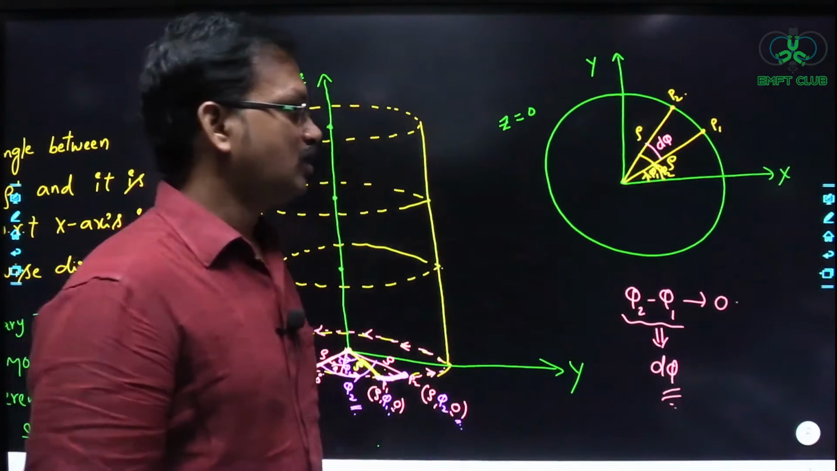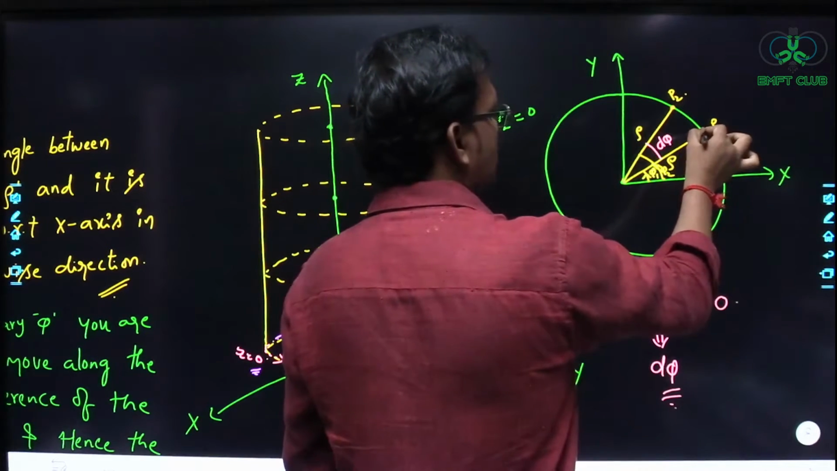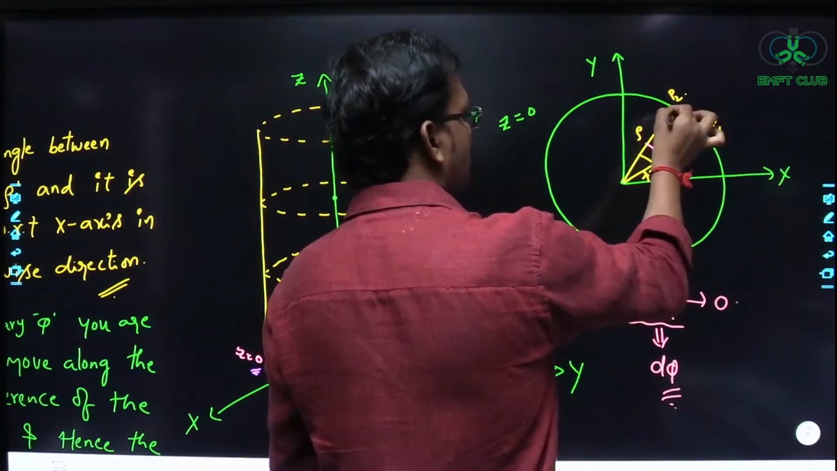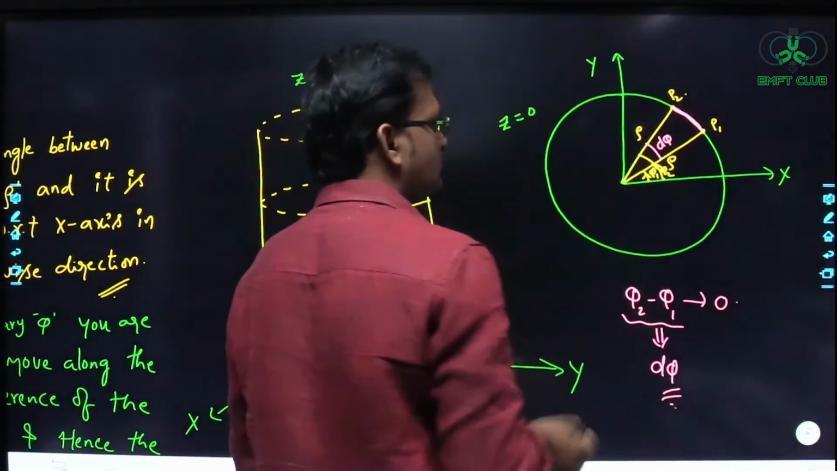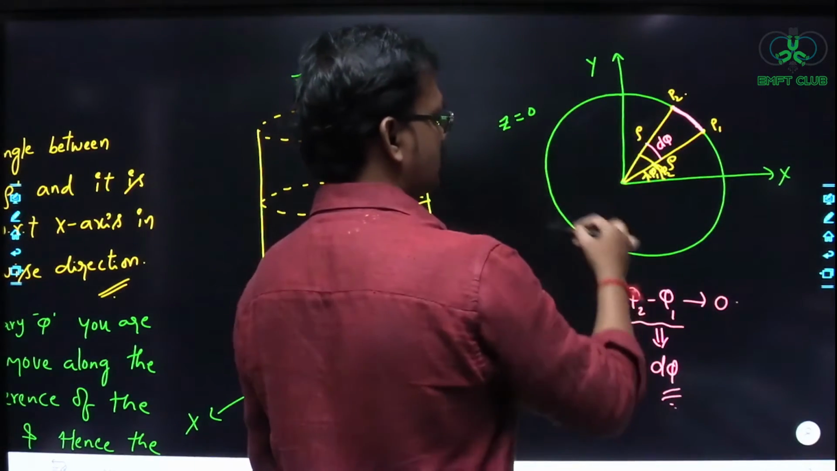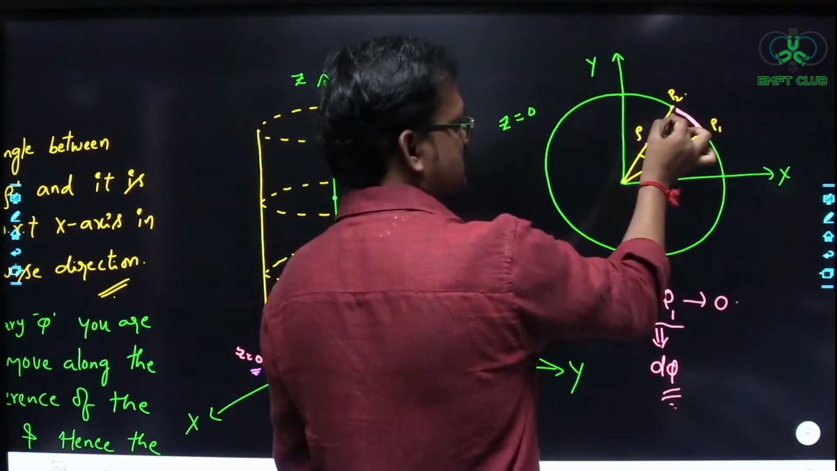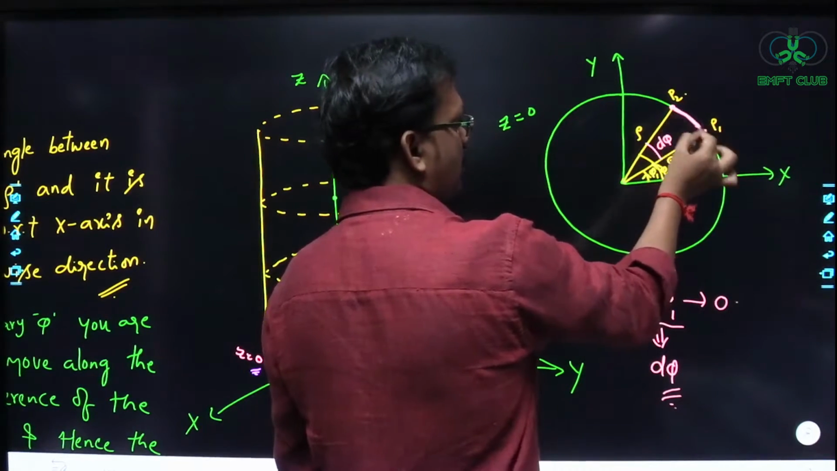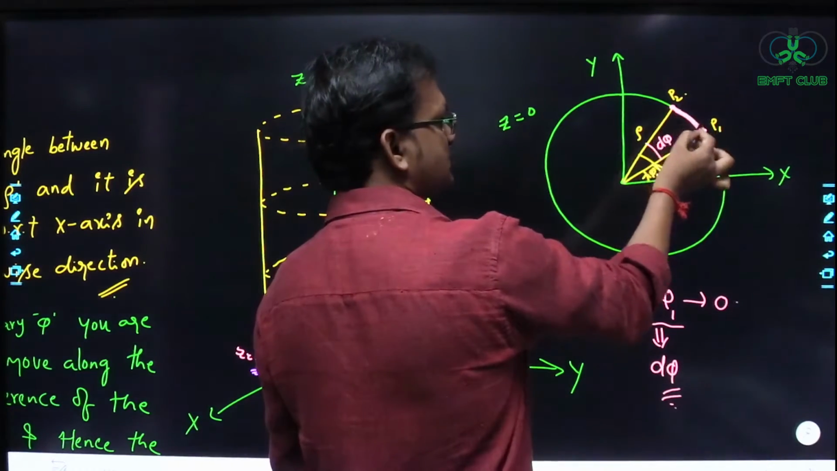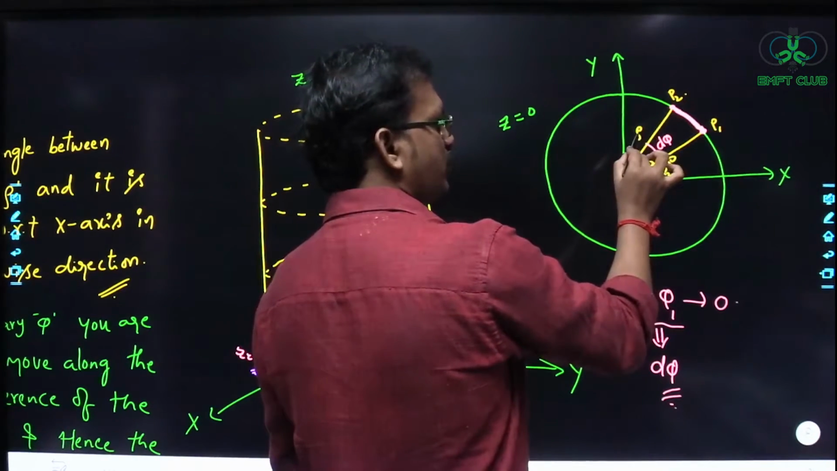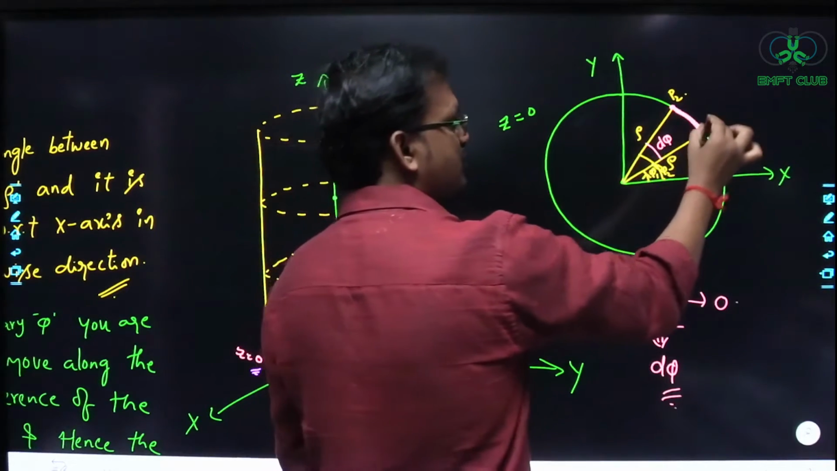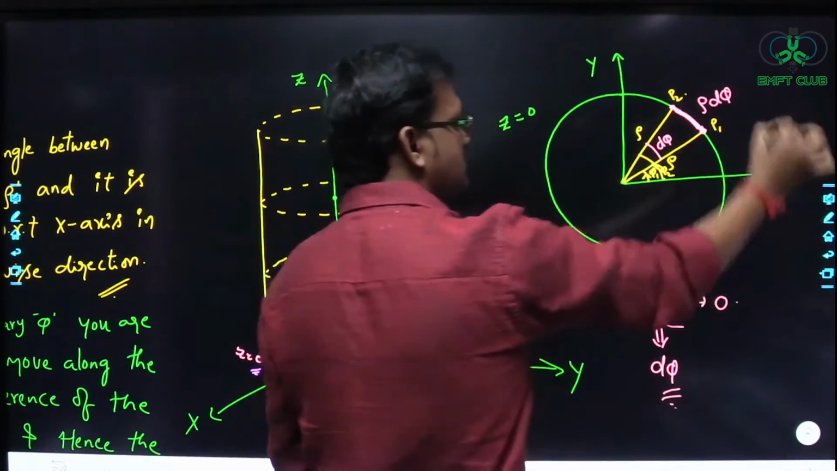Understood? Okay. So now as you move from P1 to P2, you are moving along this arc. Now you have to determine this differential arc length here. What is the differential arc length? Tell me. This is the circle, and this is the arc length. As you move from P1 to P2, you are moving along a curved path, like this. The differential arc length is nothing but rho into d phi. Yes or no? So rho into d phi is the differential arc length.